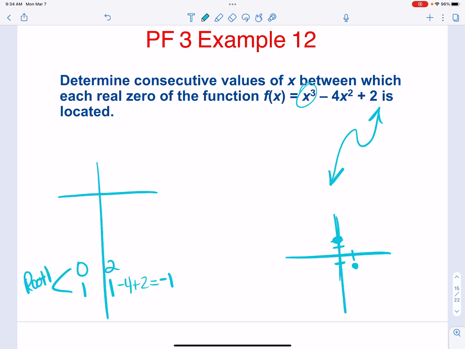Okay. And then if I put in 2, 2 cubed is 8, minus 16 plus 2. So negative 6. So I have a point at 2, negative 6. Okay. And then if I put in 3, 3 cubed is 27, 9 minus 36 plus 2 is a negative 7.